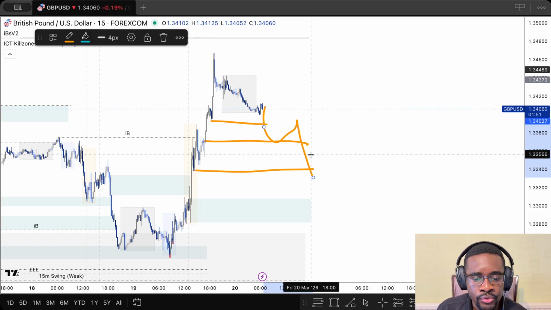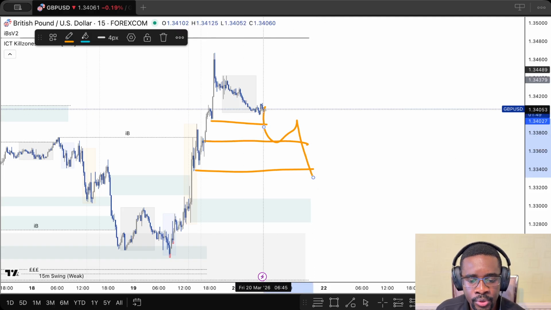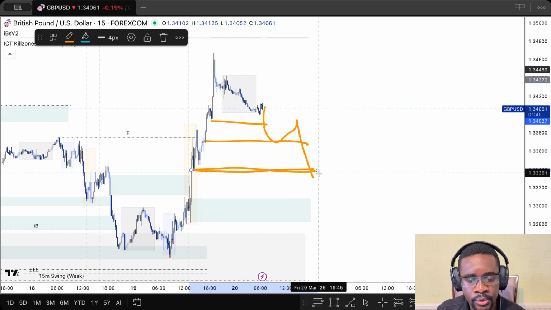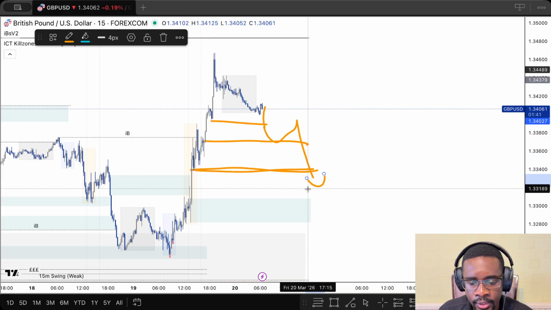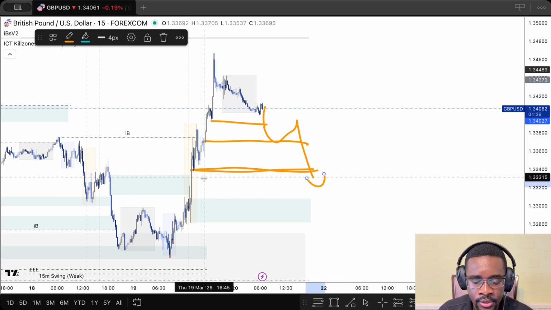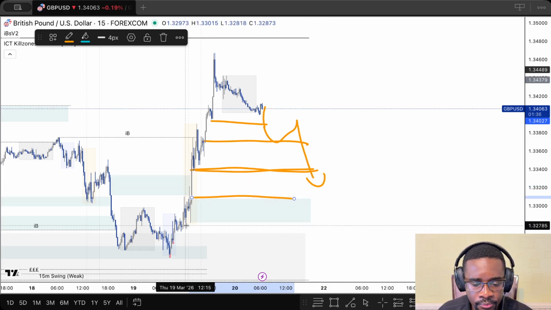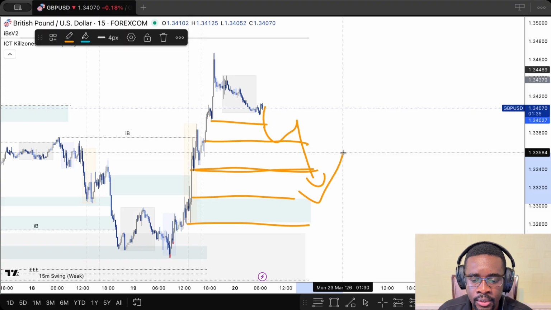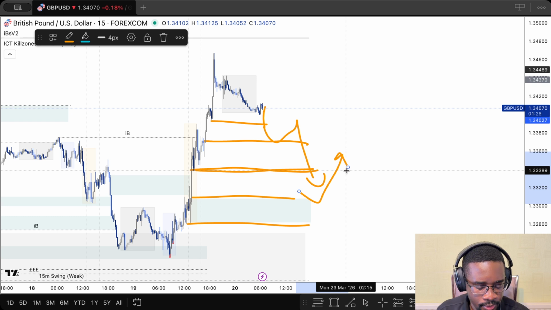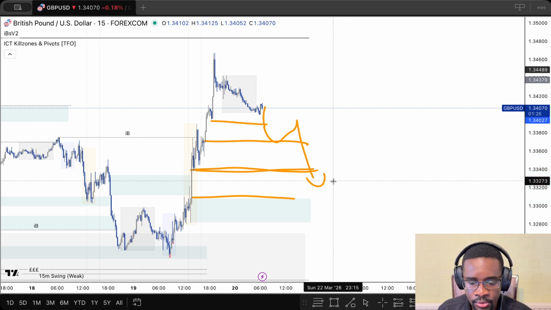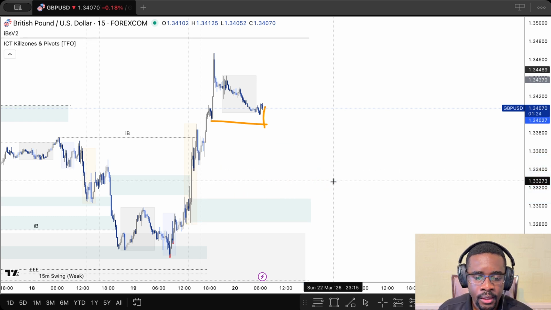So for the pound, I may be looking for price to continue to drop, maybe towards this low. That's what I may be looking at, and then maybe after all of that, if it gets to this area, then could possibly start to look for shorts if we get any confirmation on lower time frames. So those are the trade ideas for today.